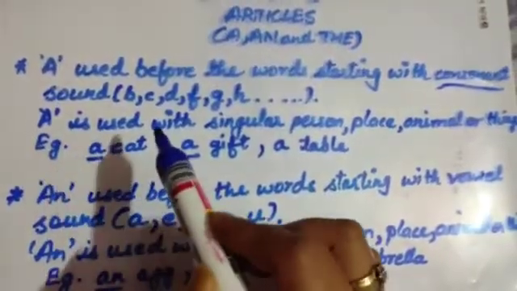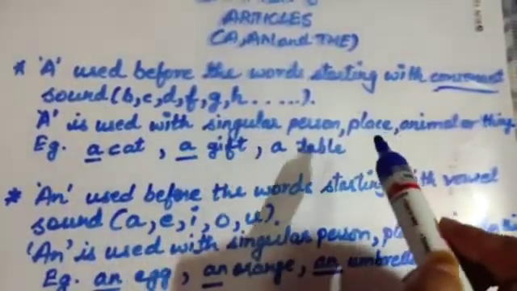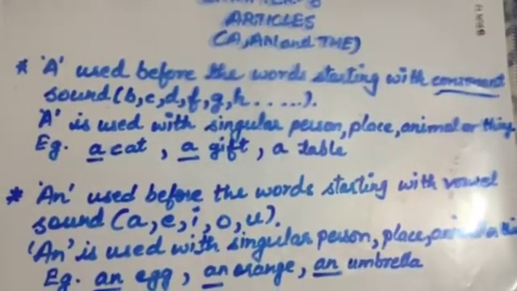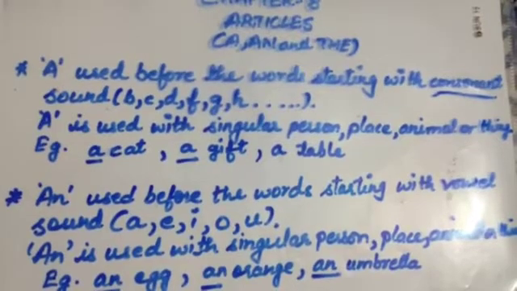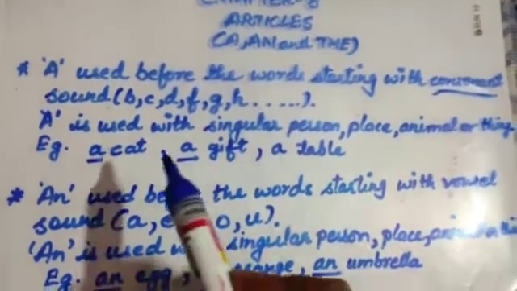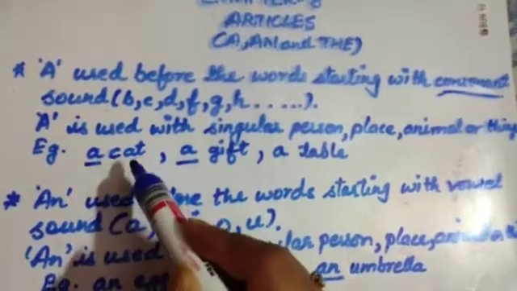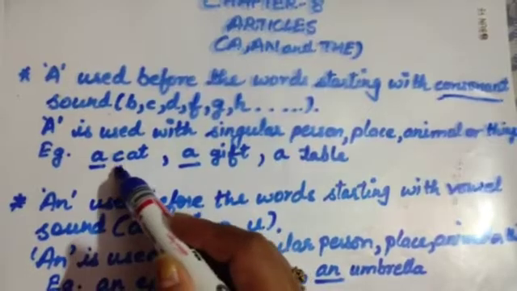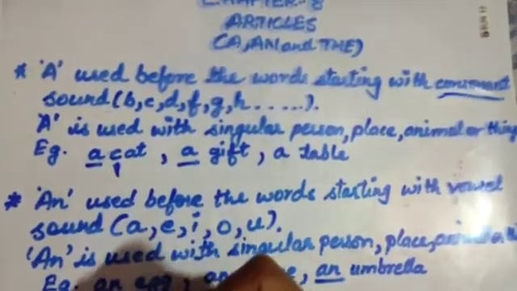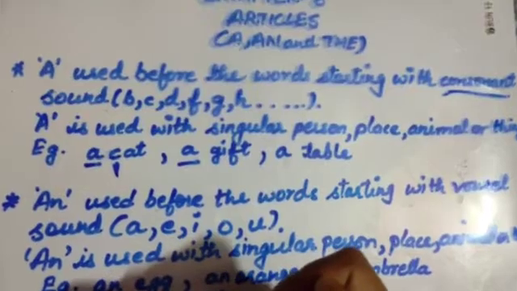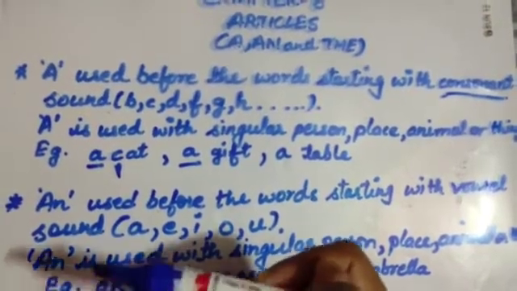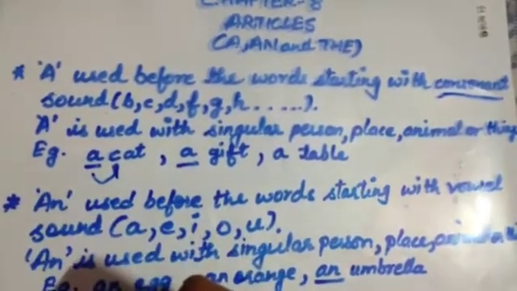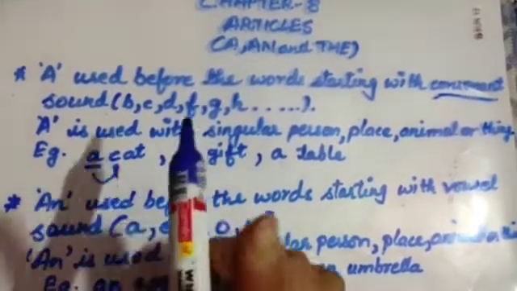Next, a is used with a singular person, place, animal or thing. Also, we use a when there is only one person, one place, one animal or one thing. For example, a cat. Here you can see C. This is not a vowel. C is a consonant and it sounds as K, cat. So K is not a vowel, it is a consonant. So before a consonant, which article will we use? A. And a means one cat.